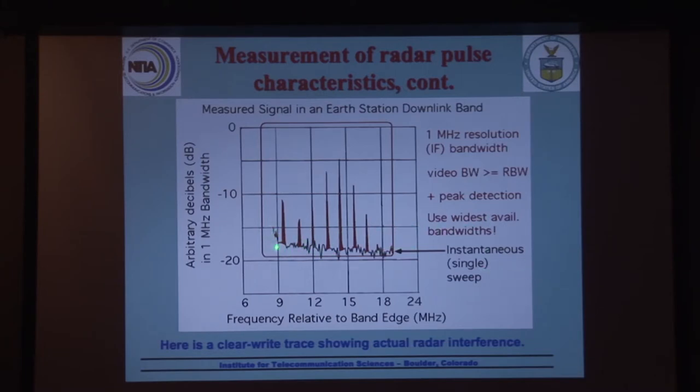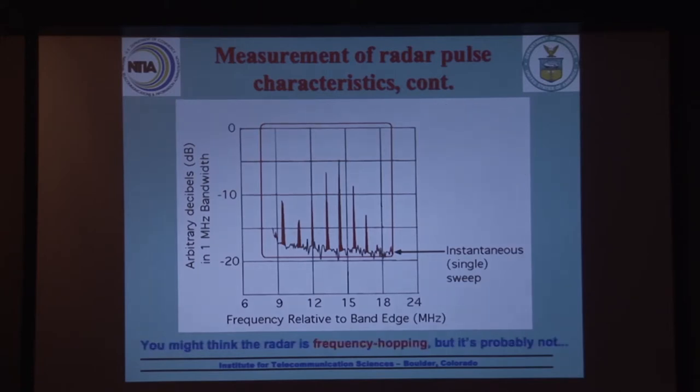So in that one sweep, we saw blip, blip, blip, blip, blip right on across here. Now, what people usually do is they say, oh, so it's frequency hopping. Look, it's on all these different frequencies. No, it is not on different frequencies. It's running on one frequency, one tuned frequency. It's not frequency hopping. What we're seeing here is the time characteristic of this radar.